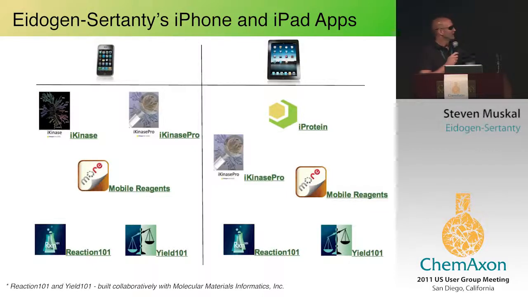Again, quick summary. The apps cover a fair amount of space. I just showed the chemistry ones. The iProtein app actually surveys the target informatics platform content that we offer, and allows a variety of protein-based searches, including even modeling of sequences to structures. Reaction 101 allows you to draw out reactions, store them, share them, and Yield allows you to do a number of calculations around chemical reactions.